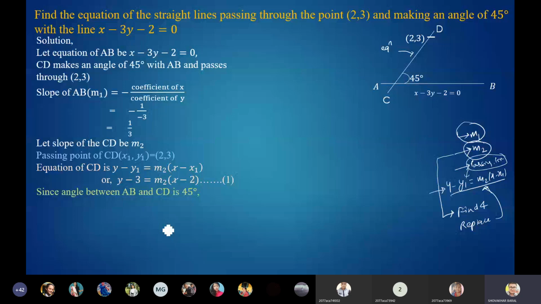Since the angle is 45 degree, I am writing it here 45 degree. Tan 45 equals to plus minus m1 minus m2 by 1 plus m1 into m2. Or 1 equals to tan. The value of tan 45 is 1. So equals to plus minus 1 upon 3.